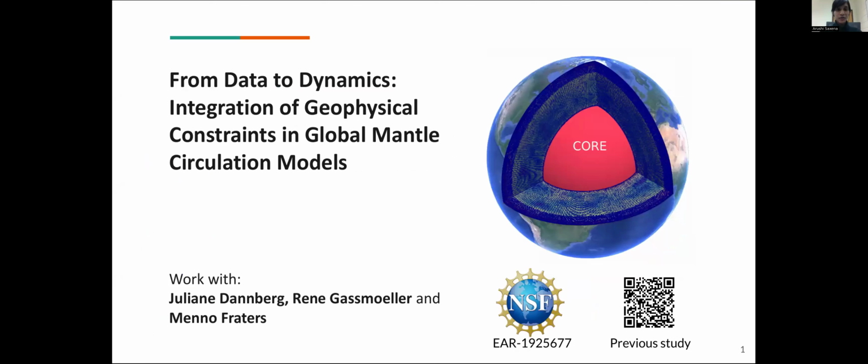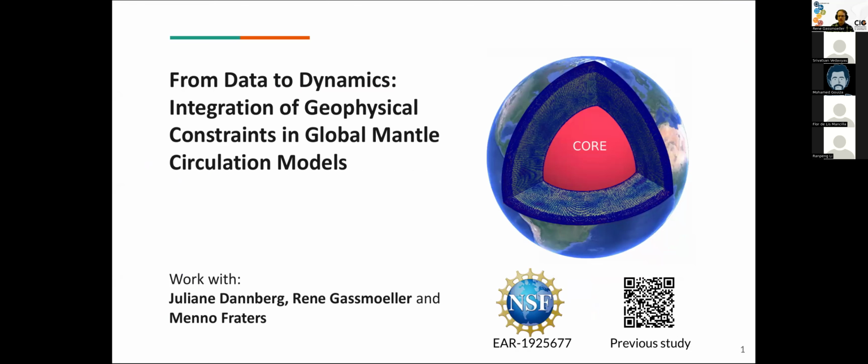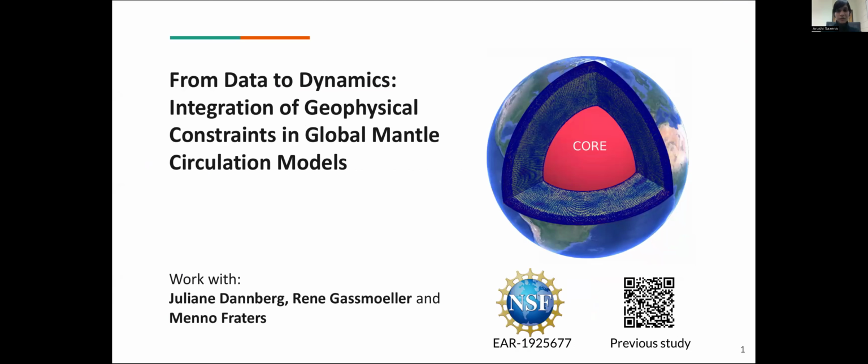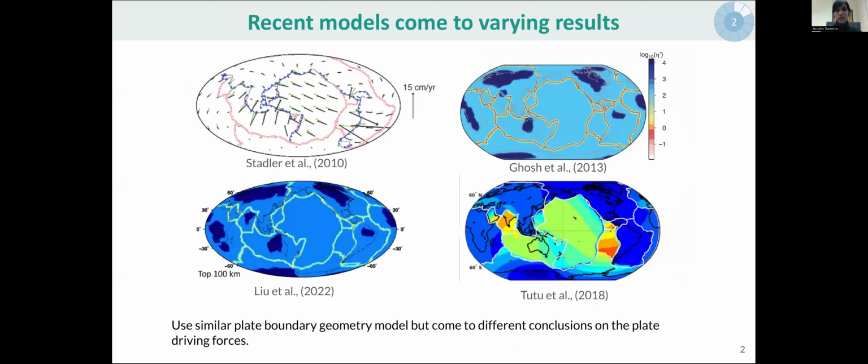Again, I want to talk about mantle models and how we integrate the data and develop these models. These are the models that are based off our previous study, which was published last year. And just to give you a brief motivation why we want to develop these models.